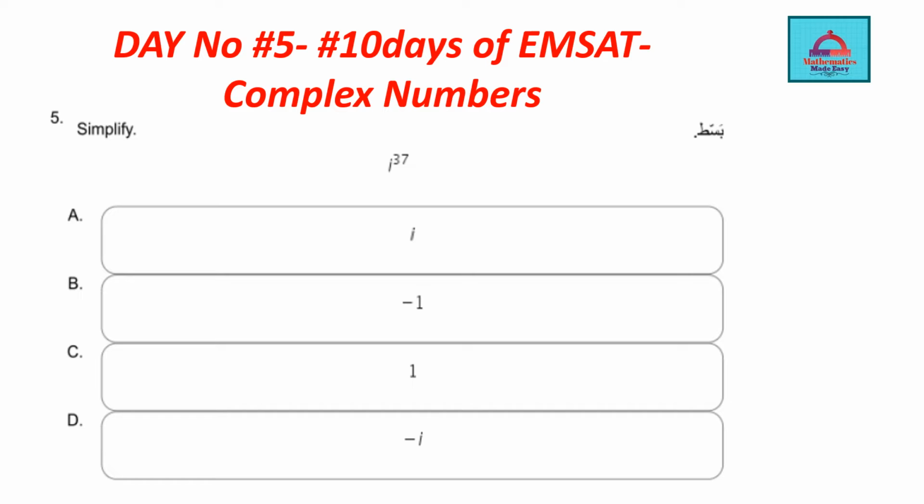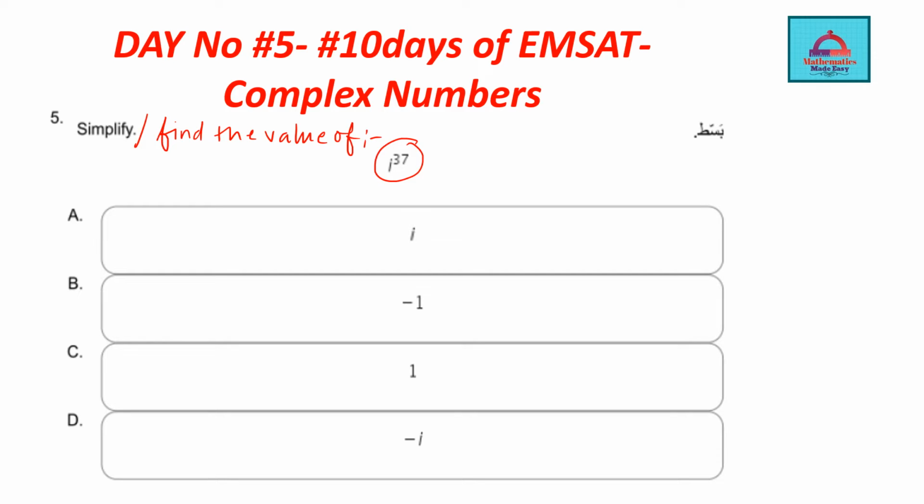Today's video is a very short video on complex numbers. Today is day 5 of 10 days of EMSAT and the problem is taken as under. So i to the power 37. You just have to simplify, or when I say simplify, I mean find the value. So find the value of i to the power 37.